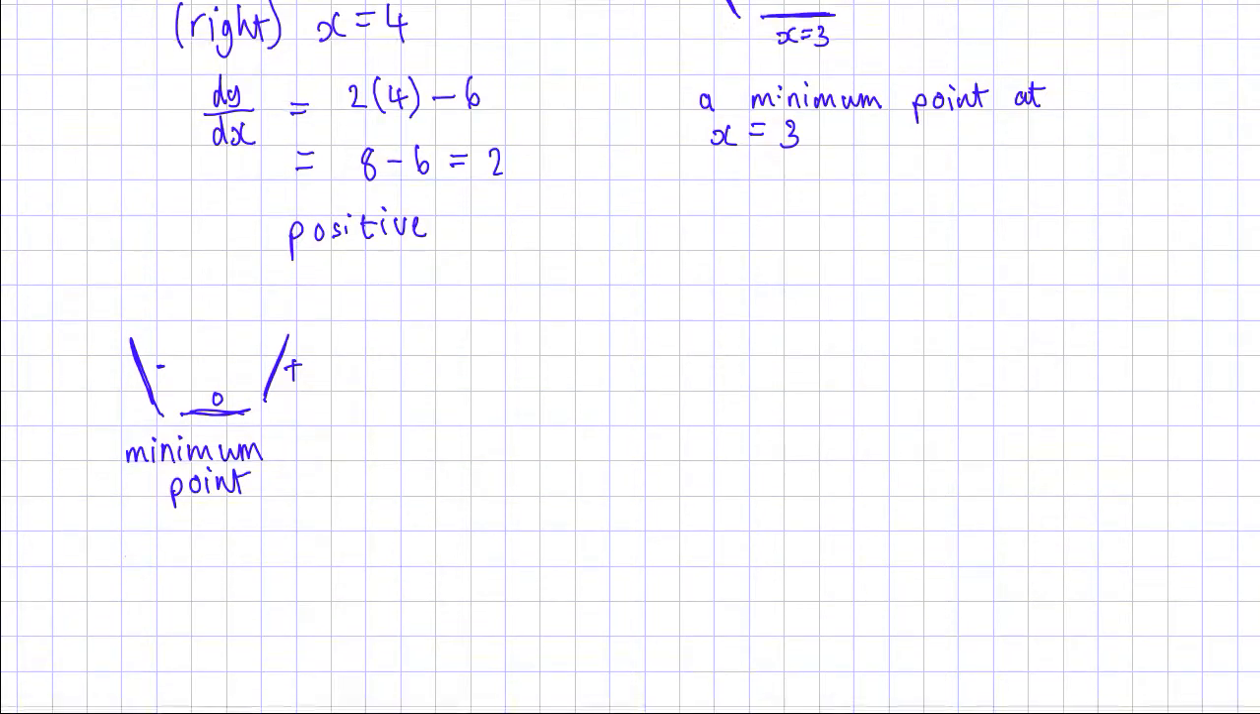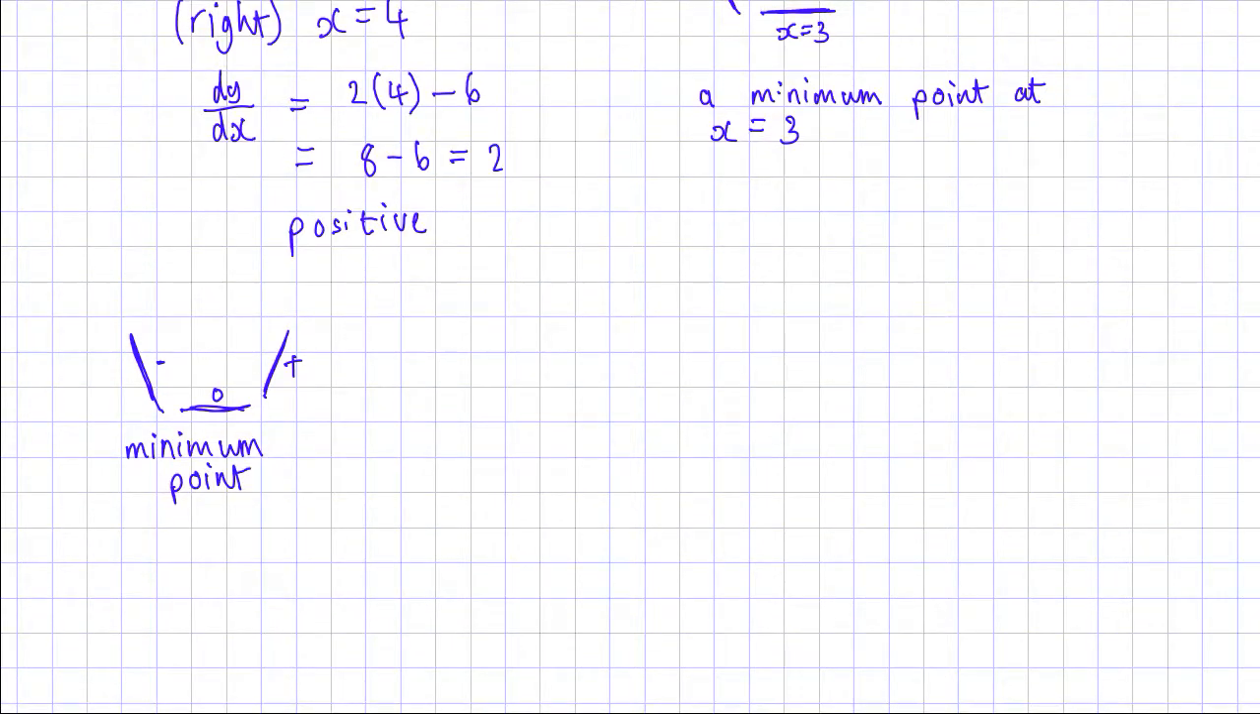Okay, and then for a maximum, we're going to start with a positive gradient, and then we're going to have a 0 gradient, and then on the right hand side we're going to have negative gradient. Okay, and that will tell you that it's a maximum point.